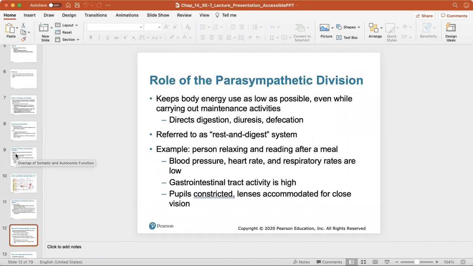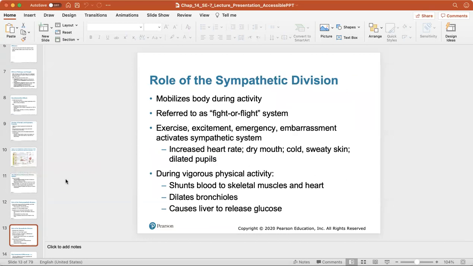The role of the parasympathetic division is to keep the body's energy use as low as possible. This is our rest and digest, even while carrying out maintenance activities, which includes digestion, diuresis, and defecation. An example of someone using their parasympathetic division is a person relaxing after a large meal. The blood pressure, heart rate, and respiratory rates will be low, and GI tract activity will be high. The pupils will be constricted or smaller because they don't need to allow much light in, since they're just resting, and the lenses will accommodate for close vision. The sympathetic division, again, will mobilize the body during activity.